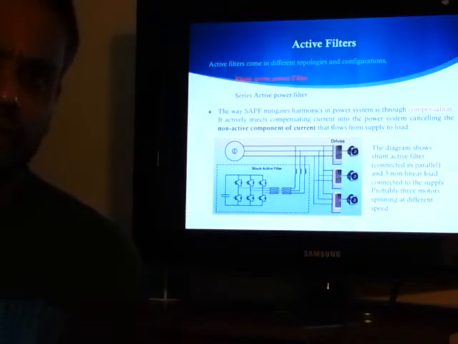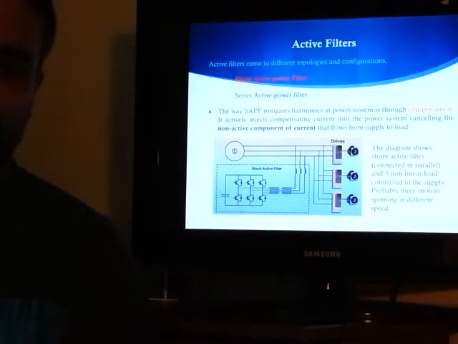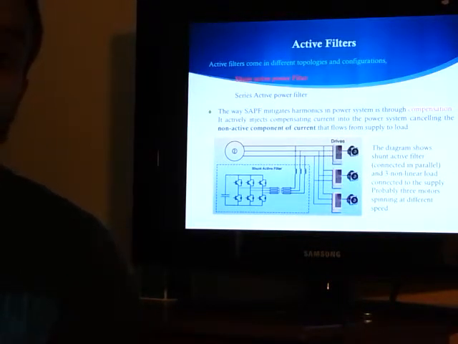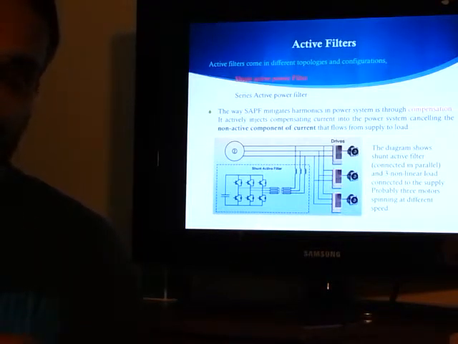Active filters, when connected to the power system to reduce harmonics, have two kinds of configuration: one is in parallel with the load, and the other is in series. The series active filter gets connected in series between the power supply and the load.